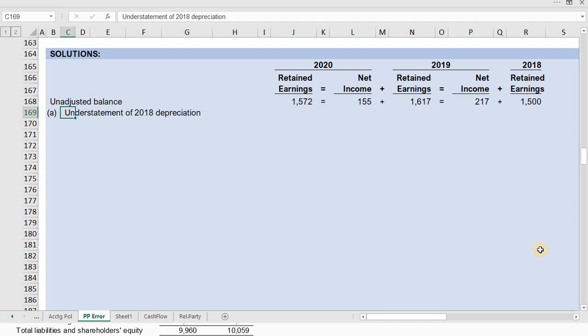So, of course, the retained earnings at the end of 2018 includes the net income in 2018, which is overstated by 100 pesos. That is why the retained earnings at the end of 2018 is also overstated by 100. And to correct the overstatement, we need to deduct 100 pesos from the retained earnings in 2018.